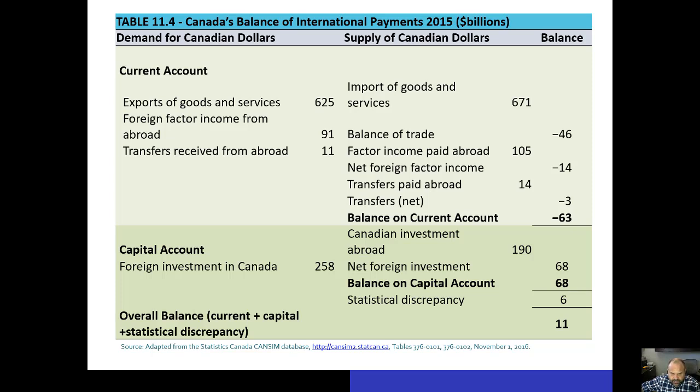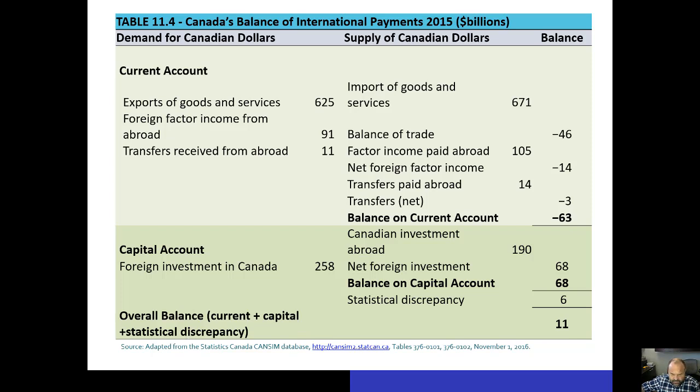And then we have a statistical discrepancy, and this is just to make up for the fact that these values are generally estimated. They're estimated fairly well, but there are some things here and there that they might miss. And so here the statistical discrepancy is 6. And so overall, the balance here is a positive 11. So this is the current plus the capital account plus the statistical discrepancy.